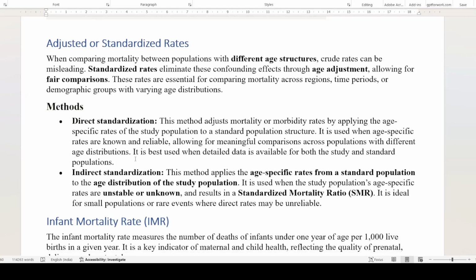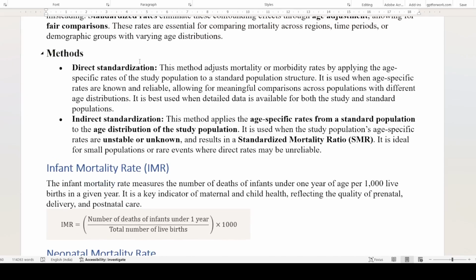Then standardized rates. Standardized or adjusted rates means we are having different age structures. We are having different age groups. We are having different age adjustments done so that we can compare different groups. We can compare the mortality rates across regions, across certain time periods, certain demographic groups. So there can be two methods, like direct standardization or the indirect standardization. Means we can use age specific rates, if they are known, then we can have meaningful comparison across the populations with different age distribution also.